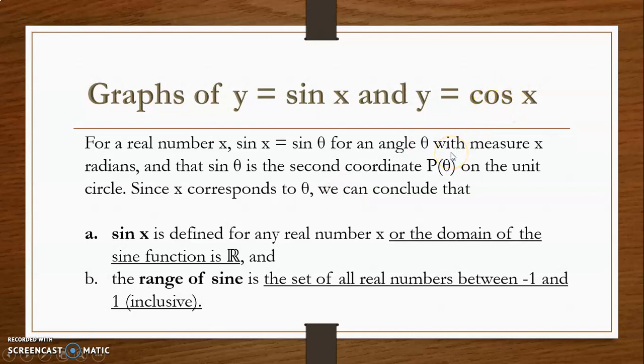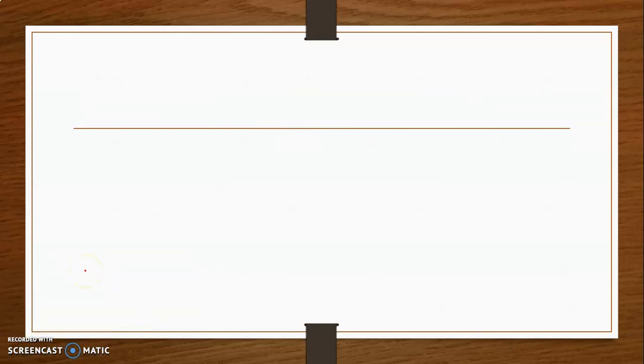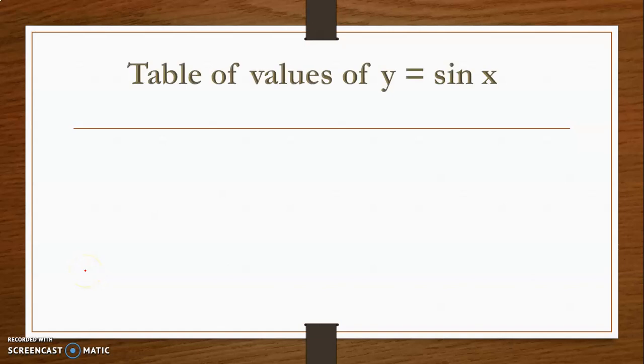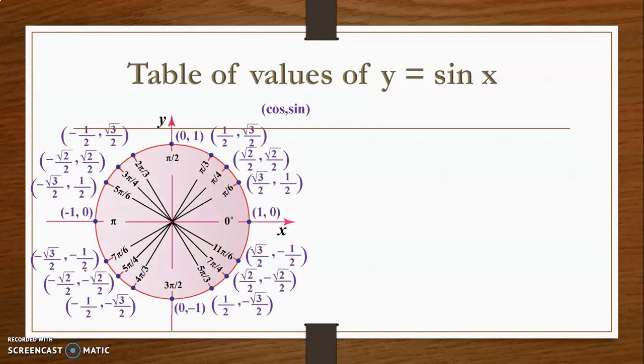So let's start graphing y is equal to sine x. In graphing, we all know the basic requirement, or the most basic thing when we graph, is to have a table of values, right? So that we will know which points we will plot. Okay. So in graphing y equals sine x, we are going to refer to the unit circle. So we will transform the values in the unit circle into the table of values.